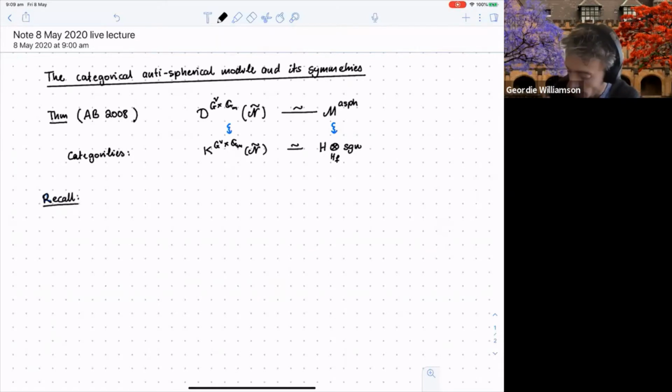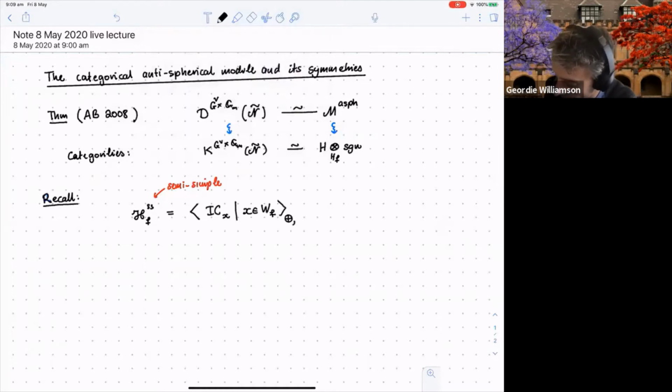So I just want to recall from last time that we defined H_SS, which stands for semi-simple, to be the additive category generated by IC complexes, so additive and closed under shift. This was inside the B times B equivariant derived category of G, with say K coefficients. From now on, for the rest of the course, K will be Q, R, or C.